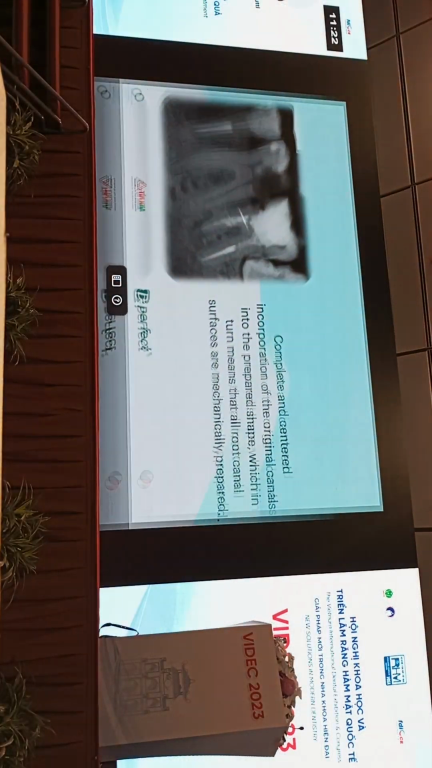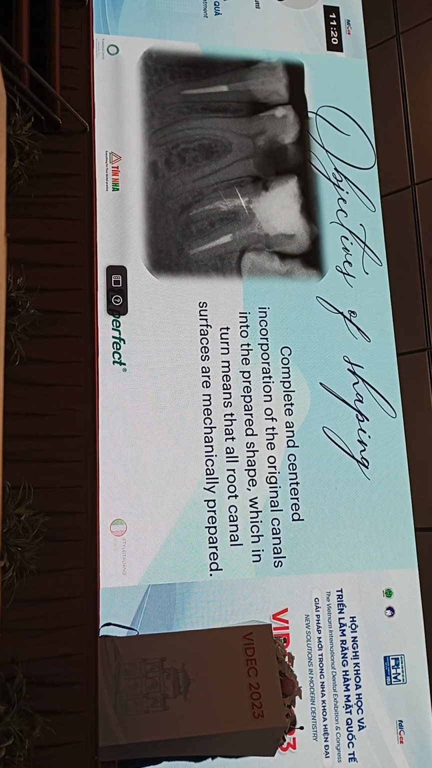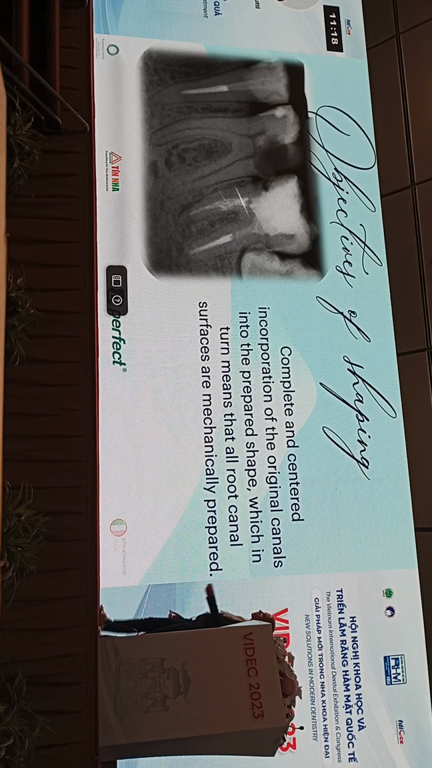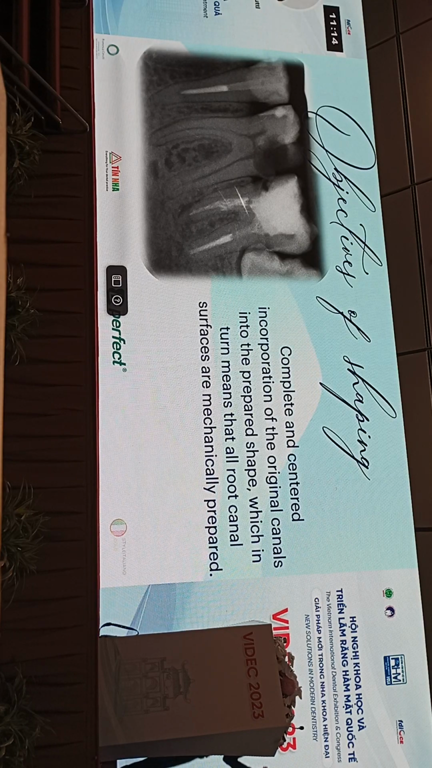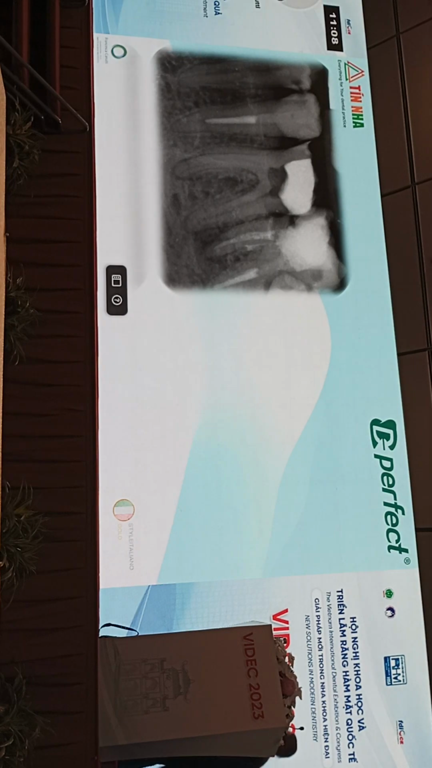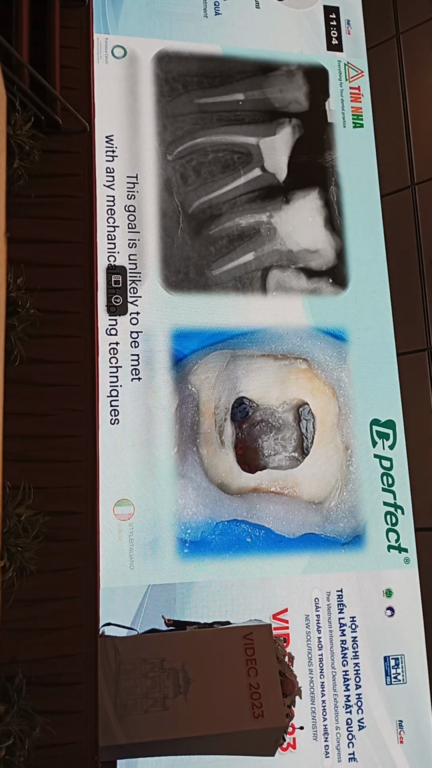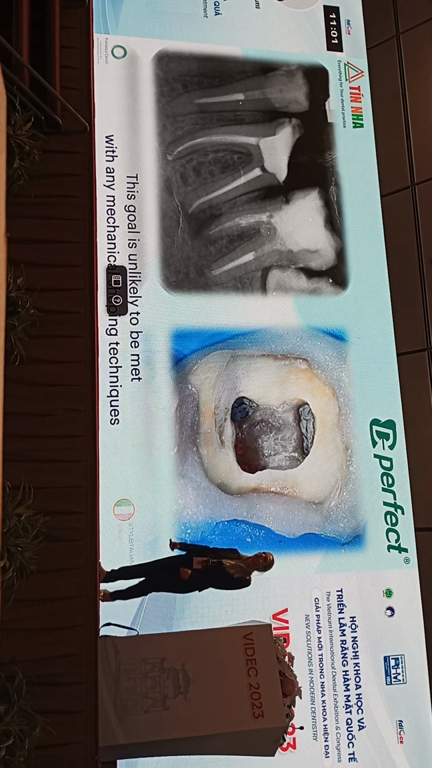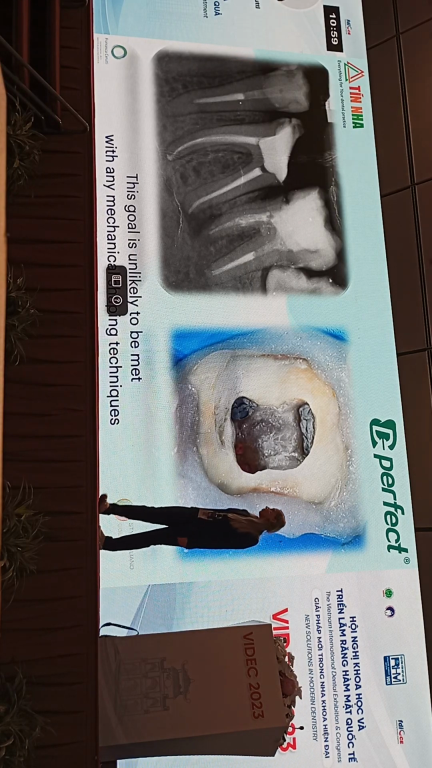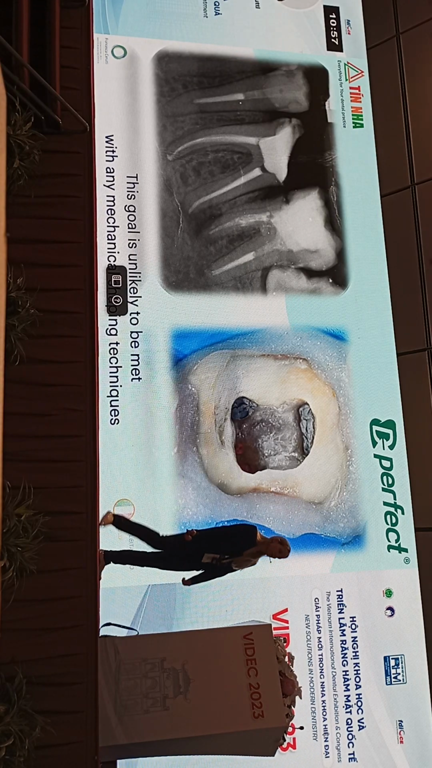Shaping. What are the rules and the objectives? I want something that completely incorporates the original anatomy of the root canal. That means that all the surfaces of the root canal are prepared. But we know that no existing endodontic instrument can touch all the surfaces of the root canal. No existing instrument.